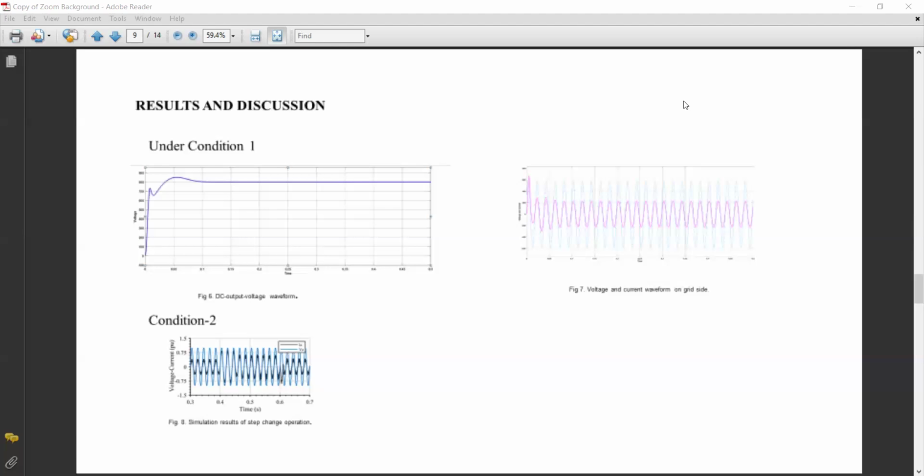Coming to condition 2, figure 8 illustrates the behavior of the system under a step change on the input side. When the rectifier is in a steady state condition, the unbalanced state in the AC supply happens between t equals 0.4 and t equals 0.6 seconds. The results show that the DC link voltage varies around its reference value in both controller scenarios.